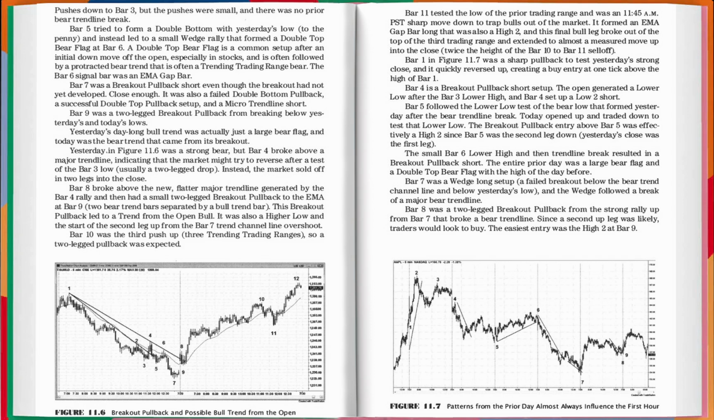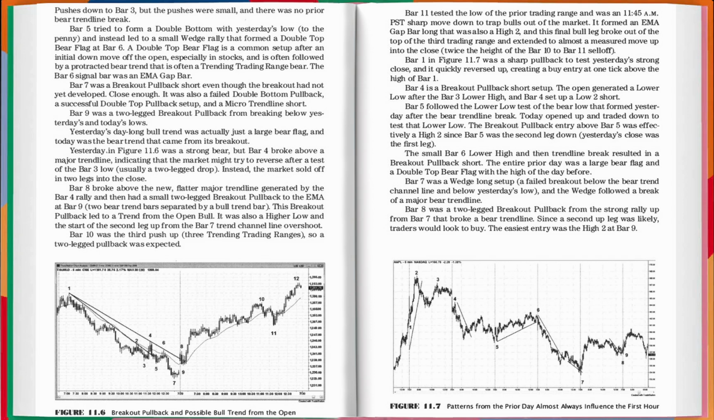Today opened up and traded down to test that lower low. The breakout pullback entry above bar 5 was effectively a high 2 since bar 5 was the second leg down. Yesterday's close was the first leg. The small bar 6 lower high and then trendline break resulted in a breakout pullback short. The entire prior day was a large bear flag and a double top bear flag with the high of the day before.